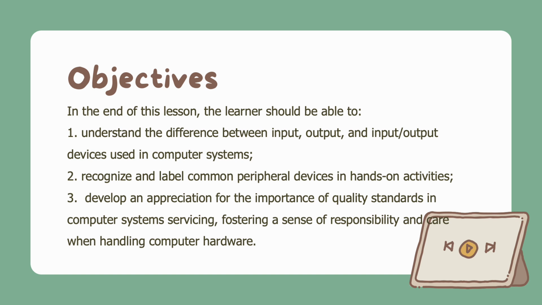So, let's have an objective for today. By the end of this lesson, the learner should be able to: one, understand the difference between input, output, and input-output devices used in a computer system. Number two, recognize and label common peripheral devices in a hands-on activity.